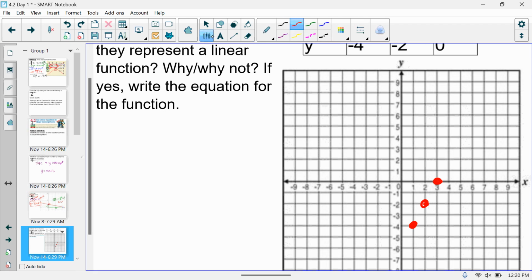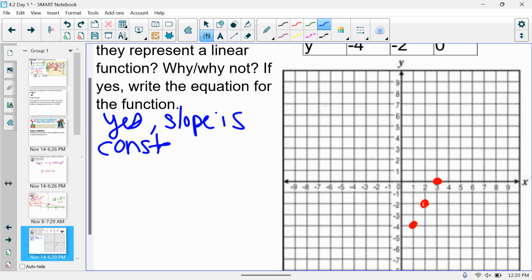Beautiful. So guys, the rise over run from here to here is up 2 and right 1. And it's also up 2 and right 1 from here to here. So Madeline is exactly right. We would say, yes, the points lie in a line together because the slope is constant, or the same, from one point to the next.